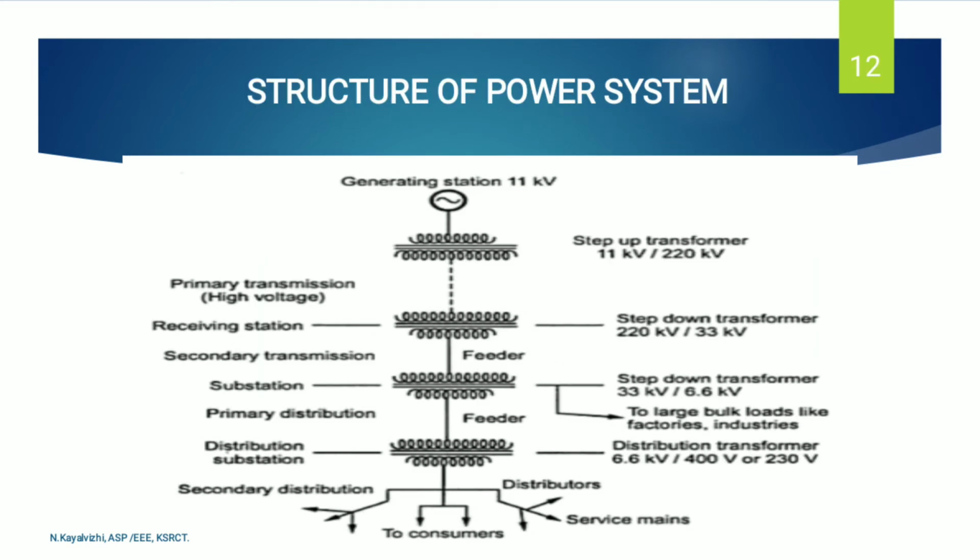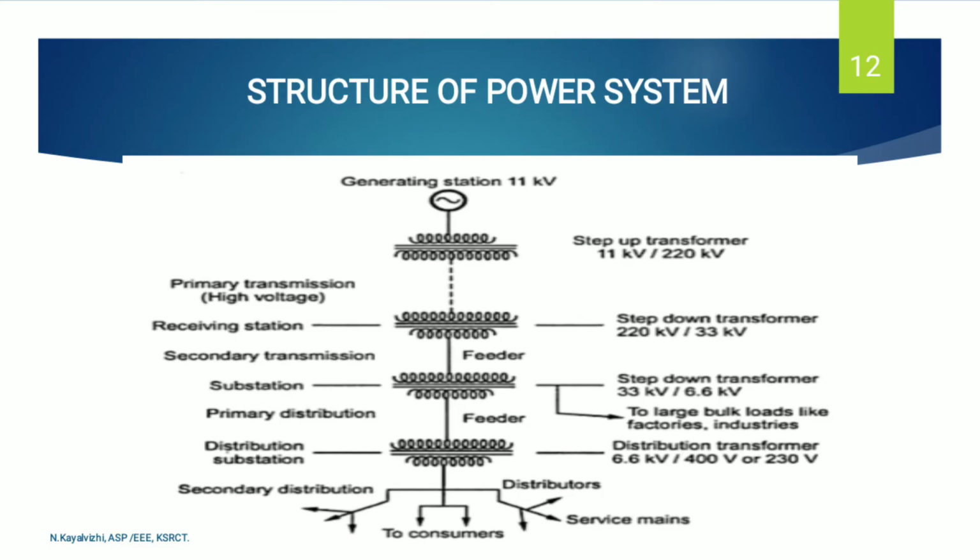And this is the structure of a power system. In this power system, the generating station generates at a voltage level of 11 kV. After generation, it is stepped up from 11 kV to 220 kV. This becomes the primary transmission for high voltages over long distances, and it is received at the receiving station, where a step down transformer is used from 220 kV to 33 kV.